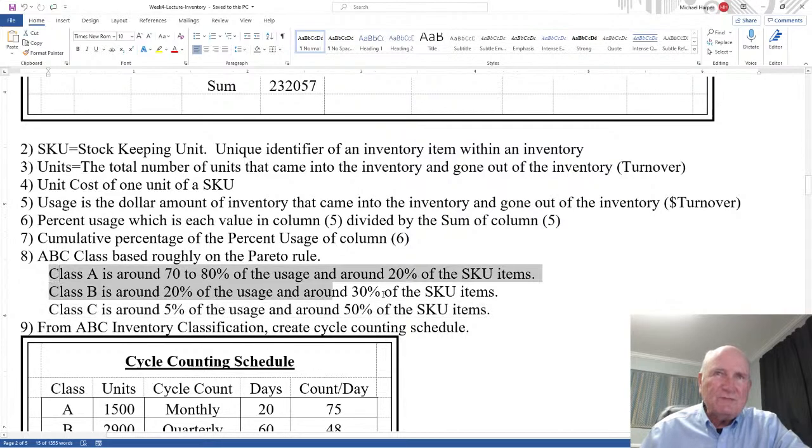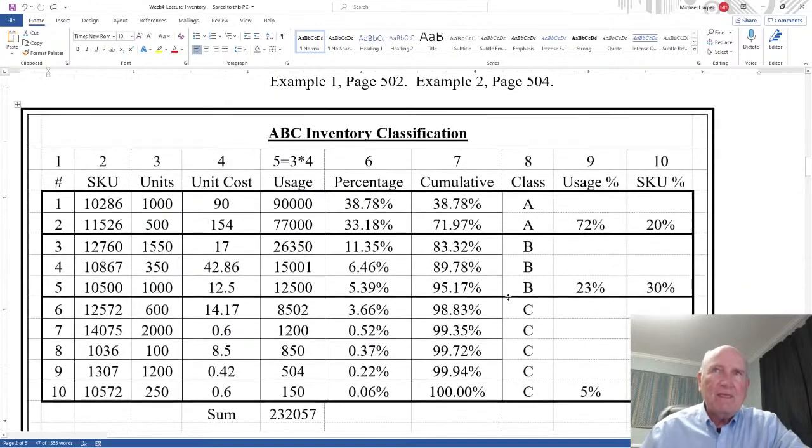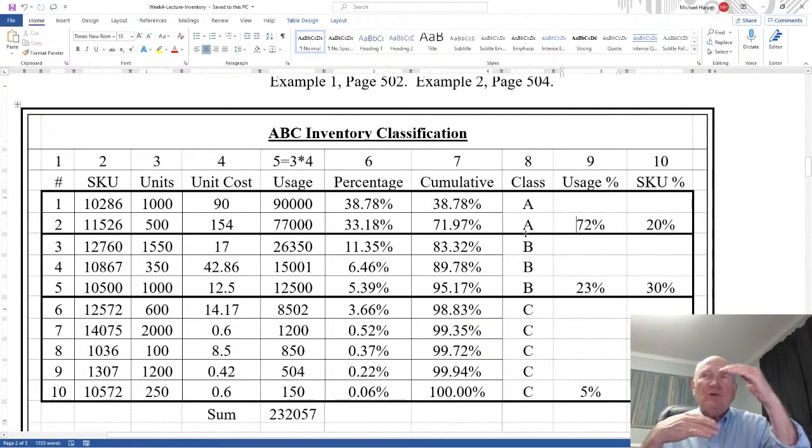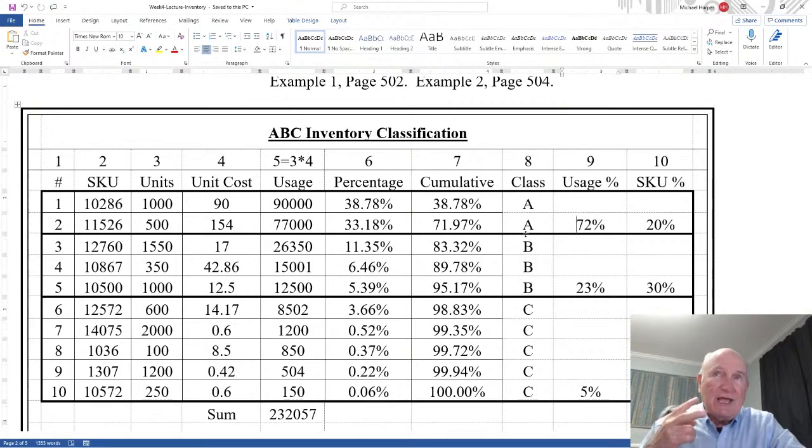Well, look what this means. Let's come back up here. Here, 2 out of 10, or 20% of my SKU items, make up 72% of the dollar usage. So think of it: over 70% of the usage is made up of only 2 items. So those are Class A items, which means they're very important items. We're going to really pay attention to those items. We're going to have a lot of our resources, effort and analysis focus on those A items. So this is where most of our effort goes.